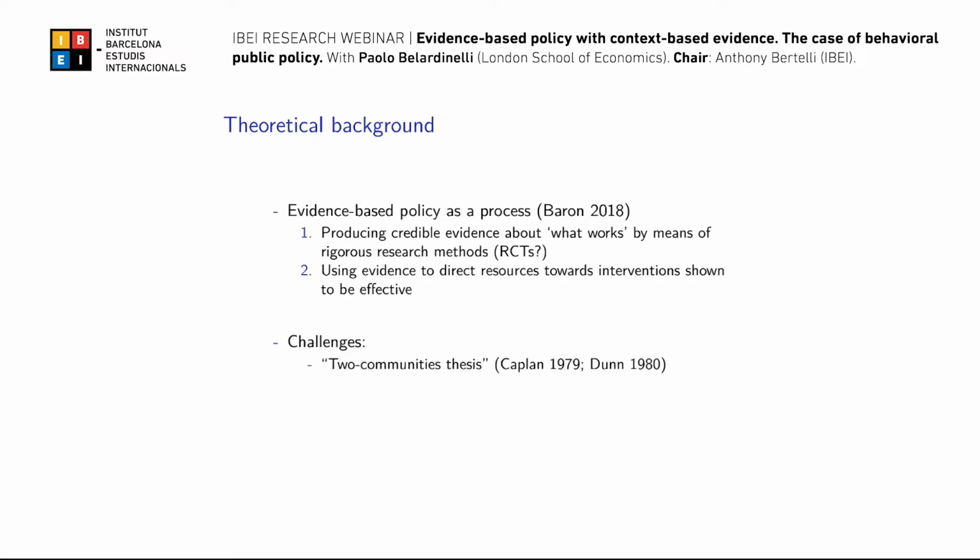Now, the literature has already identified challenges that might hinder this process. Here I selected a few challenges that have been identified in the literature. One is the two communities thesis. So basically this idea that social scientists and policymakers belong to two different communities. They use different languages, they respond to different incentives, they're interested in different questions, and so there is no way that they can understand each other effectively. And so this is one challenge to the process.